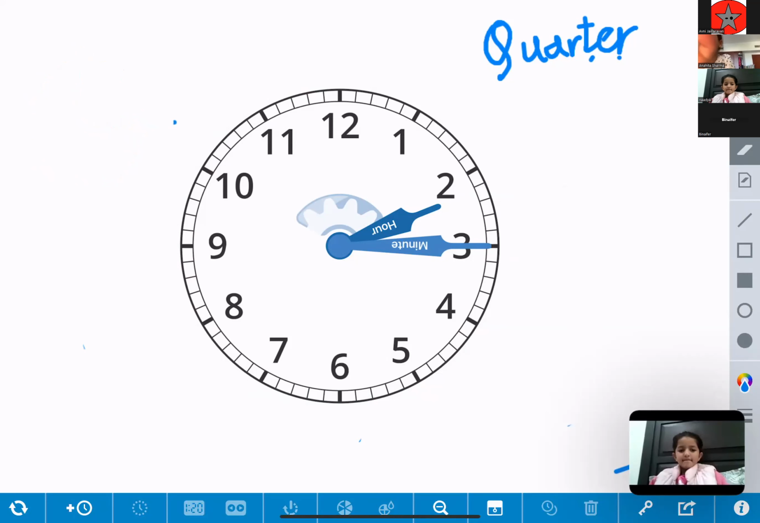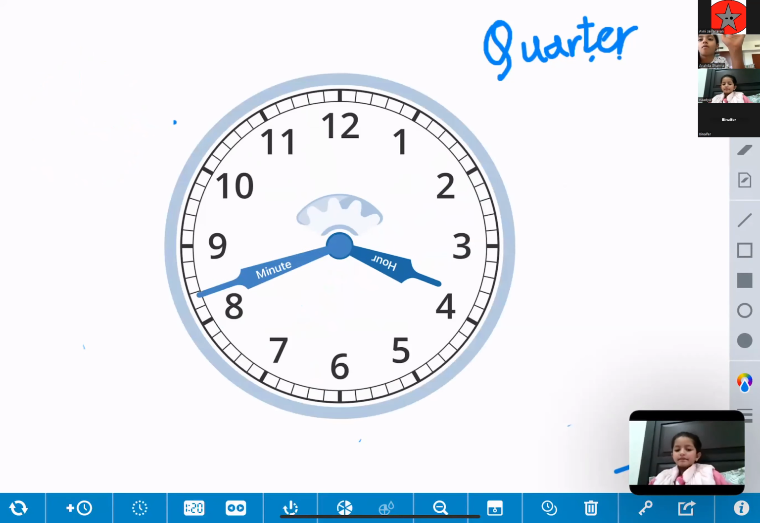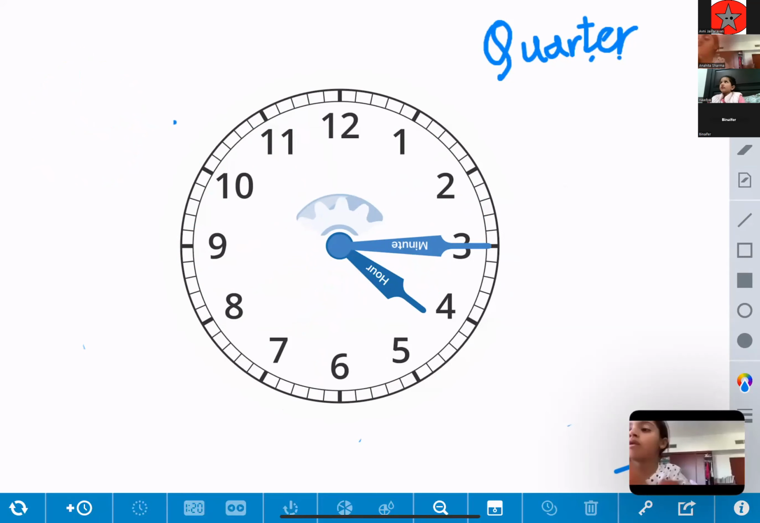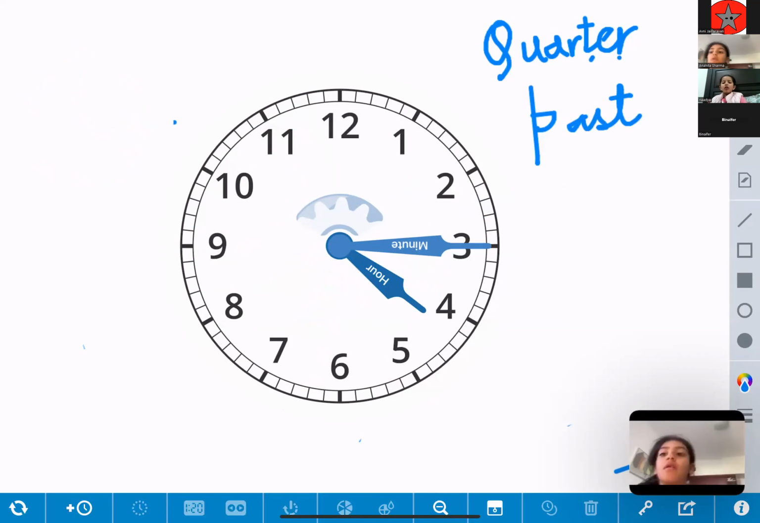Let's solve it to understand. Now this is quarter past. Next is Anahita's turn. Anahita, can you tell me what the time is now? Quarter past what, Anahita? Where is the hour hand? Four. Okay, so this is the analog way of saying it. Can someone tell me what I should write for quarter past 4 in digital?